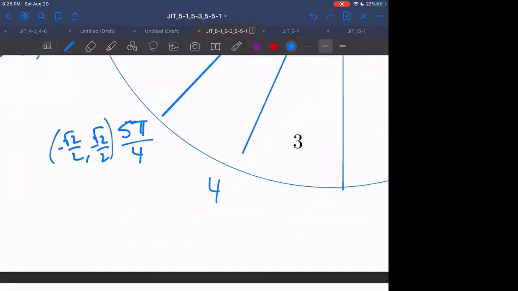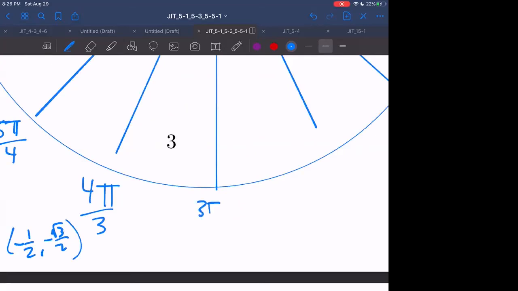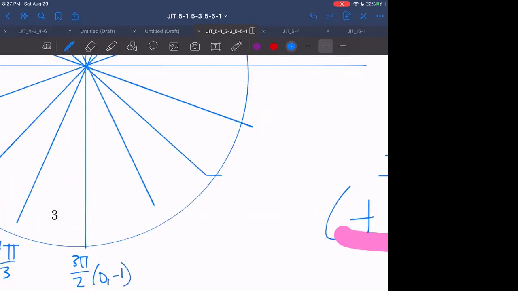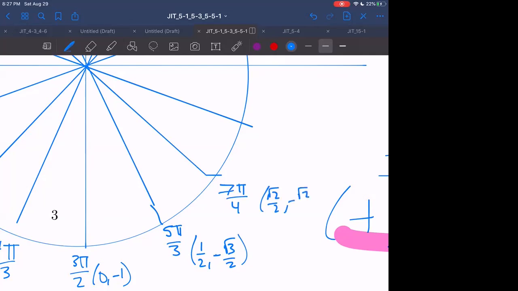We've got 4 pi over 3, which is (-1/2, -root 3 over 2). And then we've got 3 pi over 2, which is the point (0, -1). All right, so now we're moving into our last quadrant, where our cosine will be positive and our sine will be negative. So we've got 5 pi over 3, which will be (1/2, -root 3 over 2). 7 pi over 4, which is (root 2 over 2, -root 2 over 2).